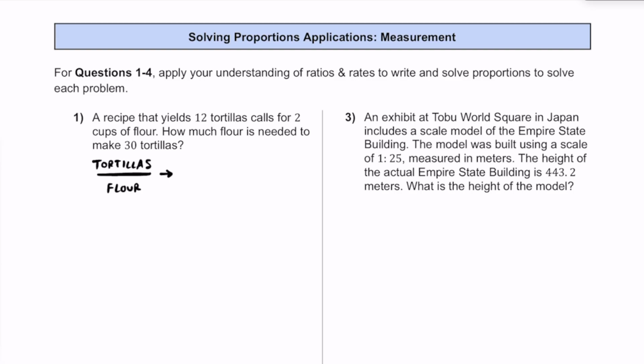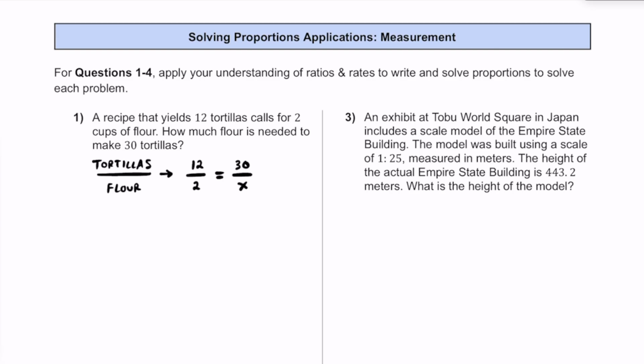Alright, so generally it's a good idea to just set up our units so we know what is going to be on top and what is going to be on bottom. And we know that 12 of these tortillas is going to call for 2 cups of flour. So we know we're going to have a 12:2 ratio. And the question is, well, what if we want to make 30 tortillas? Well, tortillas are on top, so we'll put 30 in the numerator of this ratio. And then let's go ahead and put X on bottom. X is going to represent how much flour we would need here.